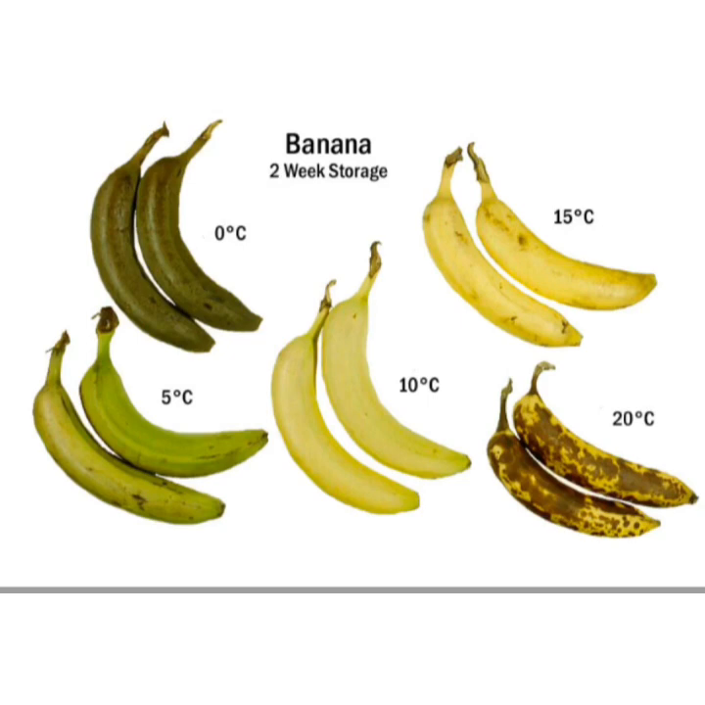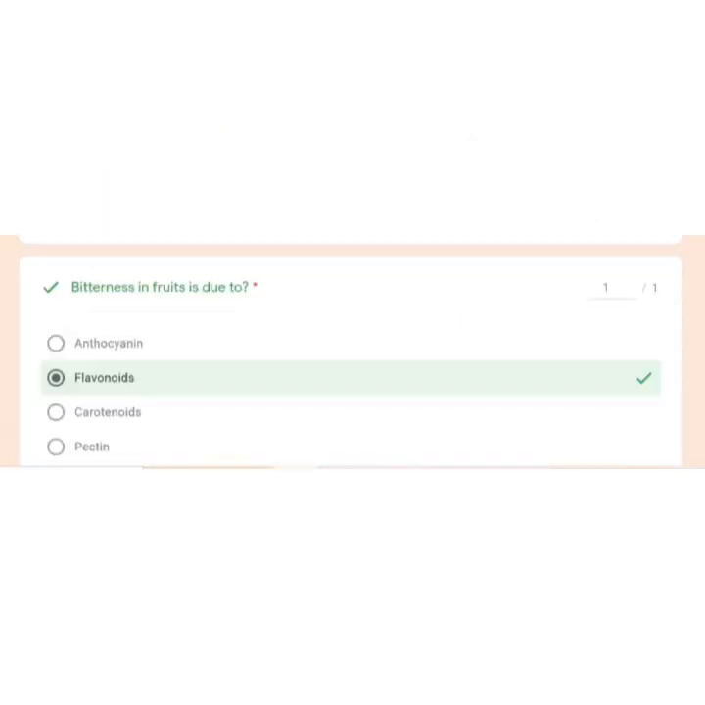Coming to the next question, bitterness in fruits is due to. It is a well-known fact that flavonoids in some foods can convert to naringin, which is a very bitter compound. So, they are responsible for bitterness in fruits.